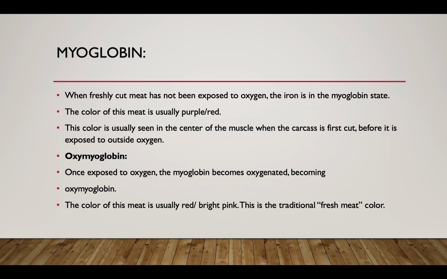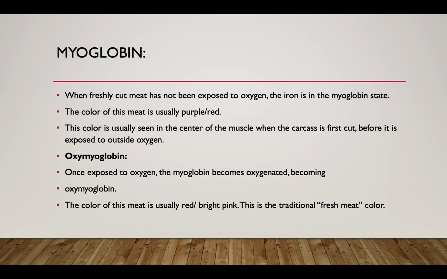First is myoglobin. When freshly cut meat has not been exposed to oxygen, the iron is in myoglobin state. The color of the meat is usually purple, red. This color is usually seen in the center of the muscle when the carcass is first cut, before it is exposed to outside oxygen. When it is exposed to outside oxygen, the myoglobin becomes oxygenated and is called oxymyoglobin.